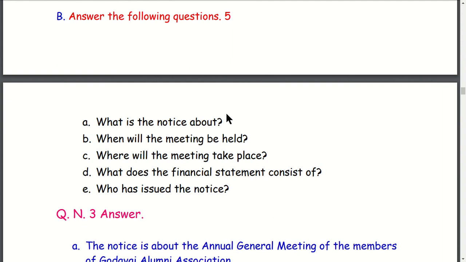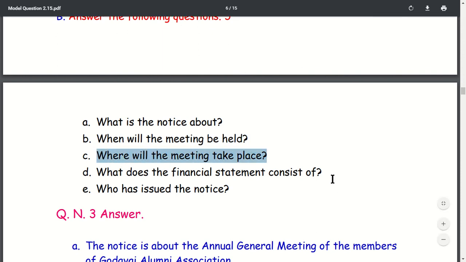Question number 1: What is the notice about? Question number 2: When will the meeting be held? Where will the meeting take place? What does the financial statement consist of? Who has issued the notice? Very easy questions here. All questions are WH questions.